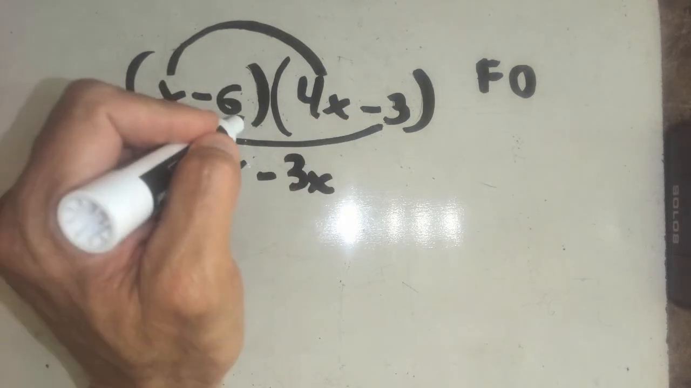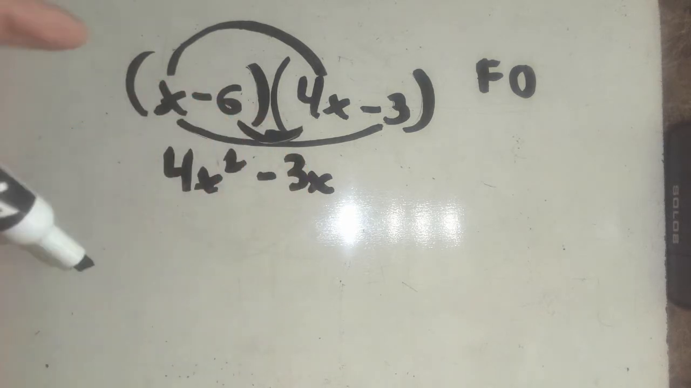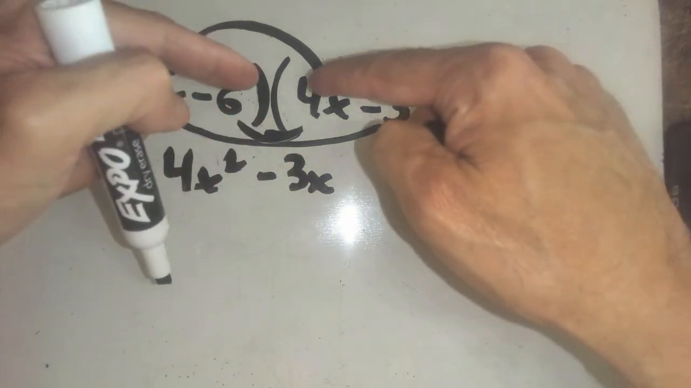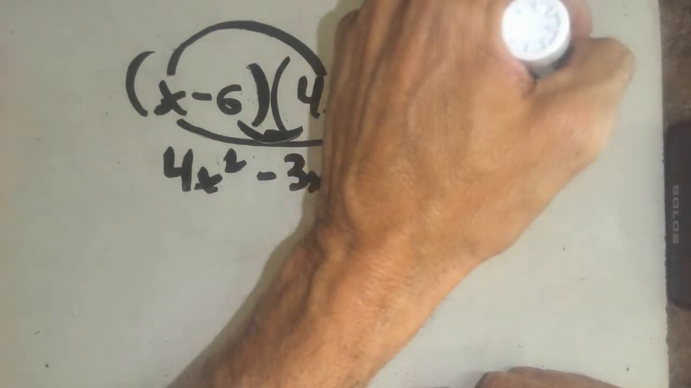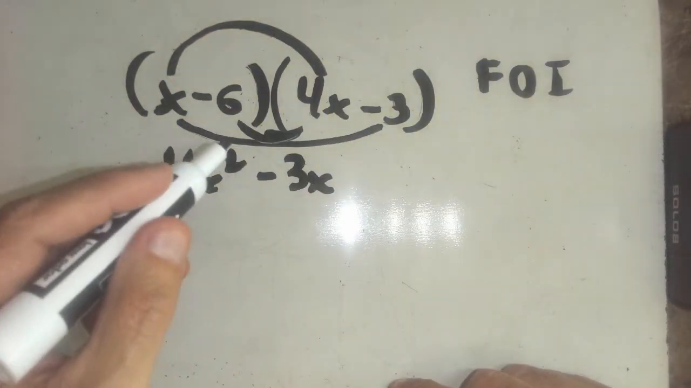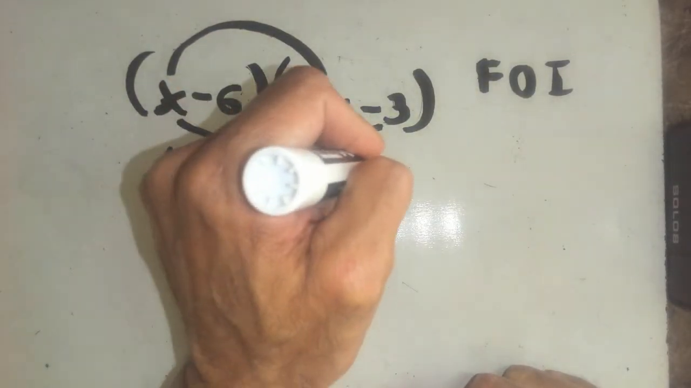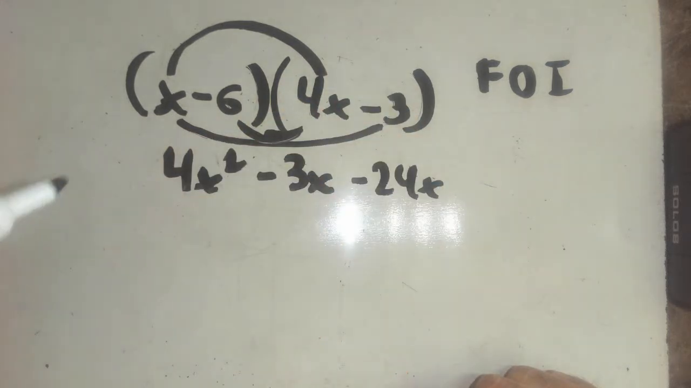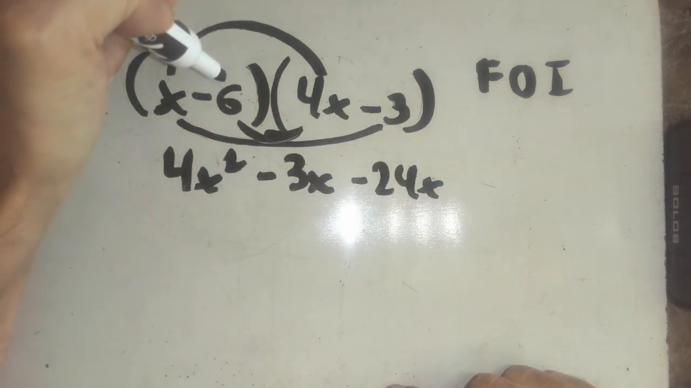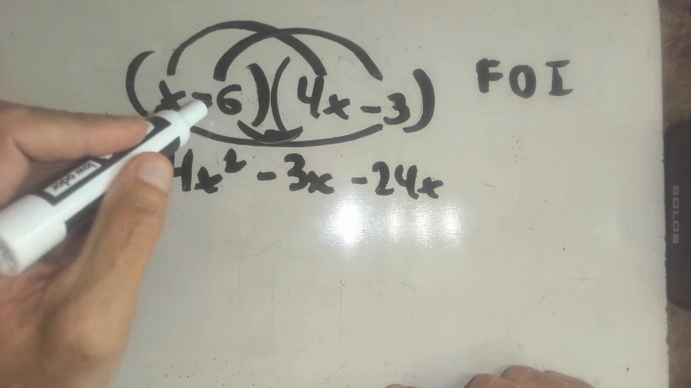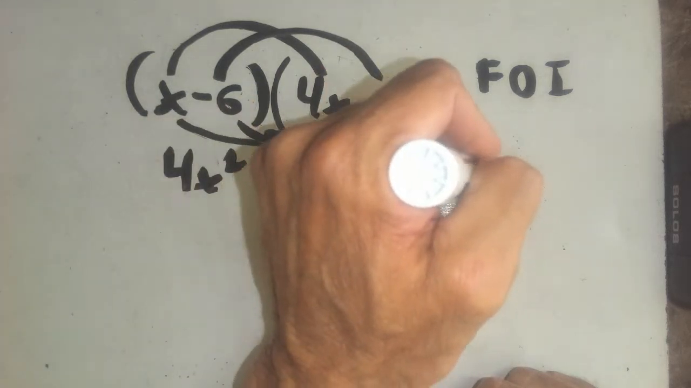Now I'm going to take the inner terms. Remember, these are kind of the inside. Remember, outside, inside. So now I'm going to take the inner terms. That's the I in FOIL. And now I'm going to get -24x. Then I'm going to take the last term. I'm going to take -6 times -3. Watch your signs. -6 times -3 is +18.